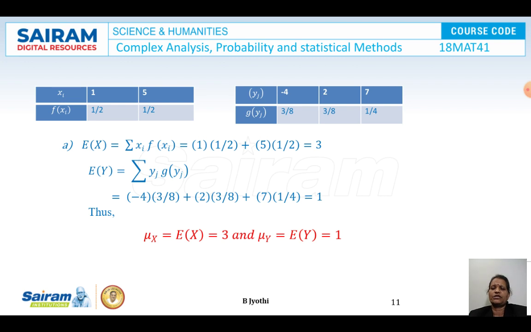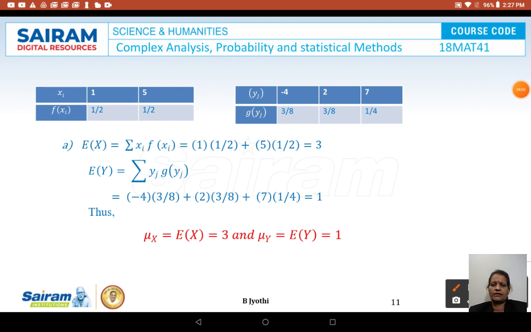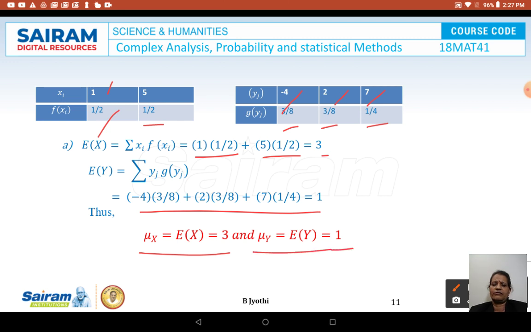Now let us compute E of x, that is xi into f of xi, which is 1 into half, which is taken from here. So this 1 and this half, when we multiply, and again 5 and half from this. When we take the total, it will be equal to 3. Similarly, for E of y, it is -4 into 3 by 8, 2 into 3 by 8, 7 into 1 by 4. When we total it, it will be equal to 1. Therefore, E of x or mu x is 3, and mu y or E of y is equal to 1.